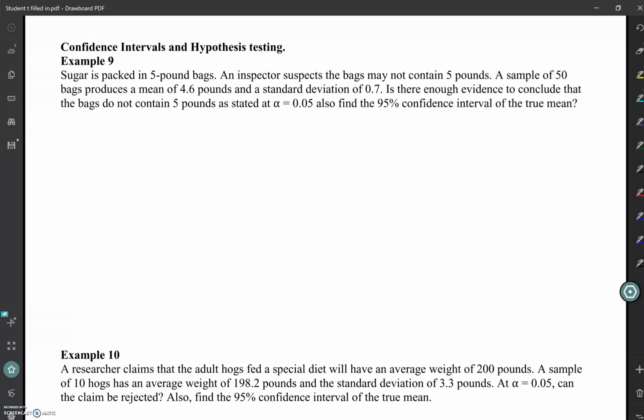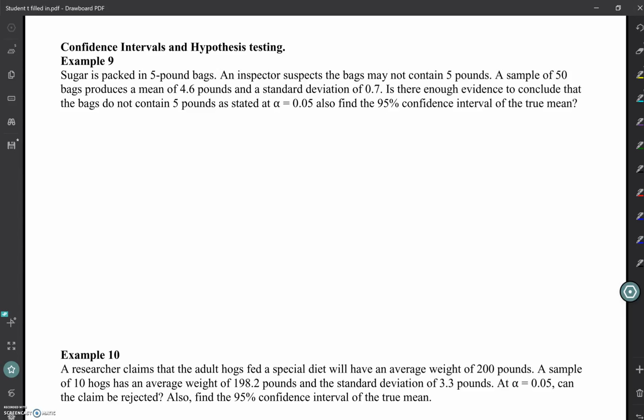We want to look at sugar that is packaged in a 5-pound bag. An inspector suspects that the bags may not contain 5 pounds. A sample of 50 bags produced a mean of 4.6 pounds and a standard deviation of 0.7. Is there enough evidence that the bags do not contain 5 pounds as stated? At alpha equals 0.05. Also, find the 95% confidence interval for the true mean.